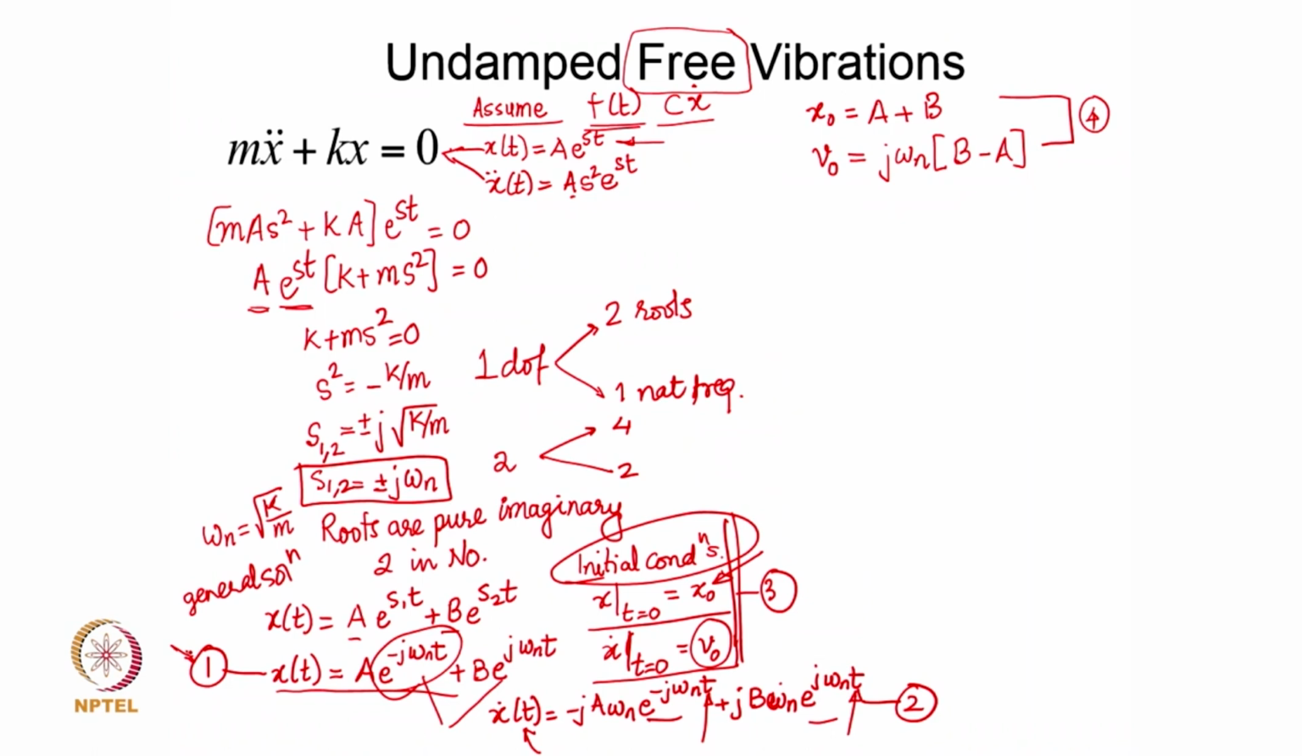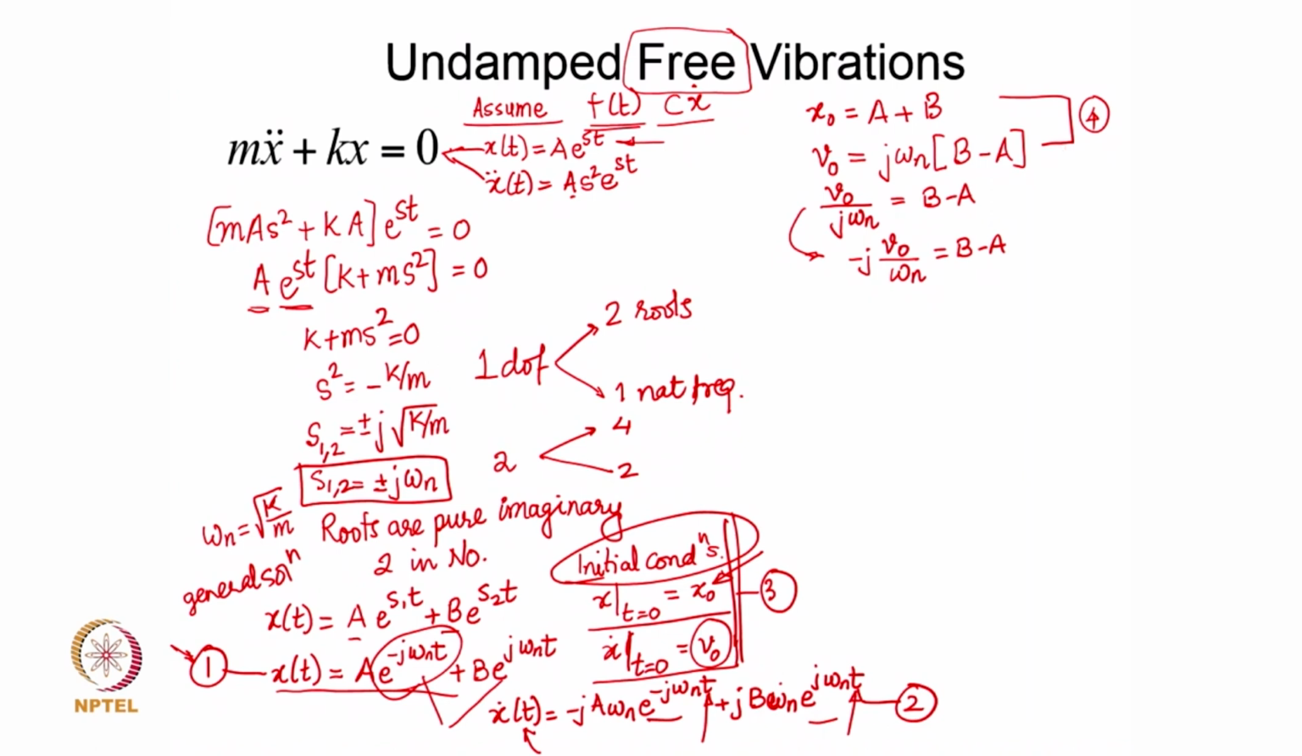So, now if you solve these two equations, maybe I shall write this as v naught by j omega n equals b minus a, and maybe I will further slightly modify this term to write this as minus j v naught by omega n. Can I do that? If I multiply both numerator and denominator by j, I can get this equation. So, you basically get minus j v naught by omega n equals b minus a. Now, if I solve these two equations, then I will get a and b.